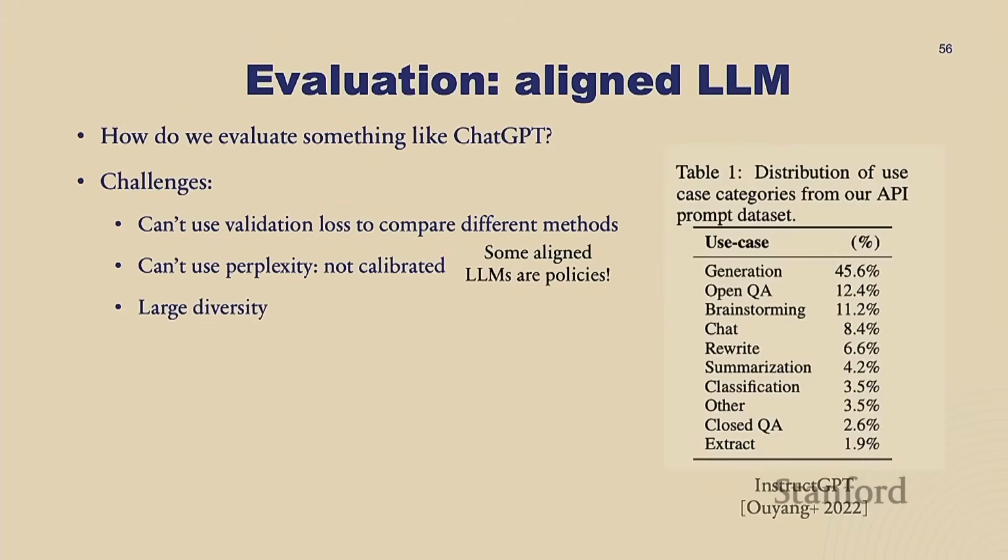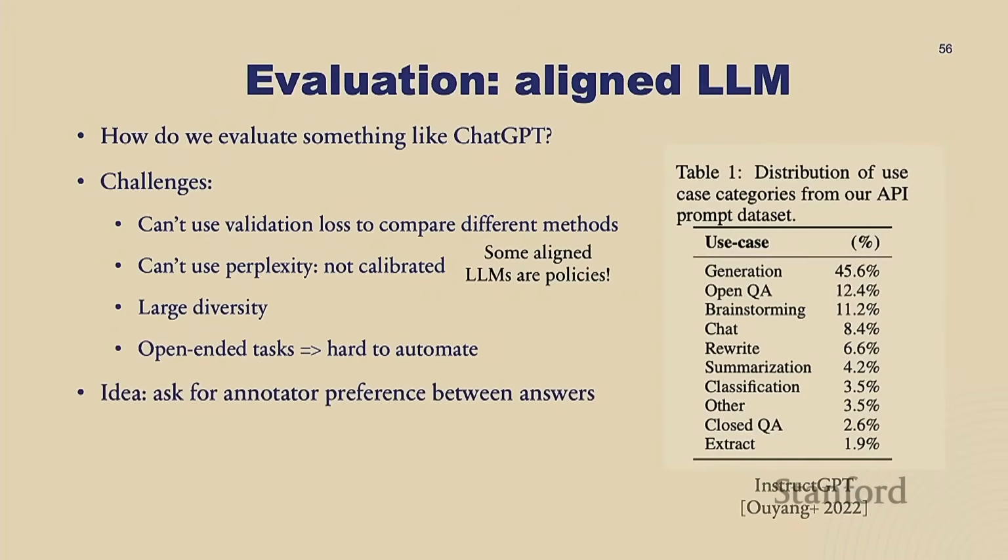Third, there's a large diversity of questions that humans might ask these models. Generation, open QA, some question answering, some summarization, and all of these things. So there's so many things you have to cover. Then the tasks are really open-ended, so it's very hard to automate. So that's what you were alluding to before.